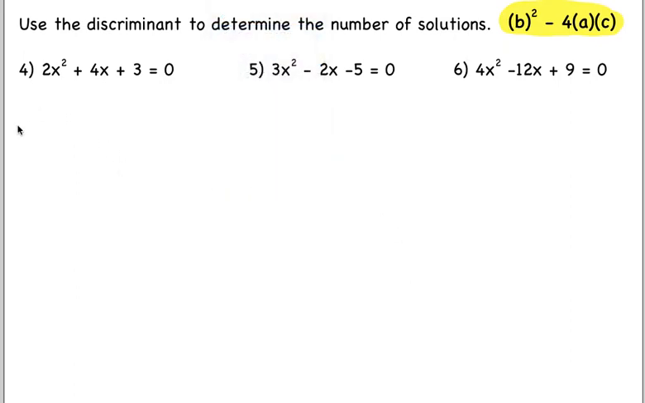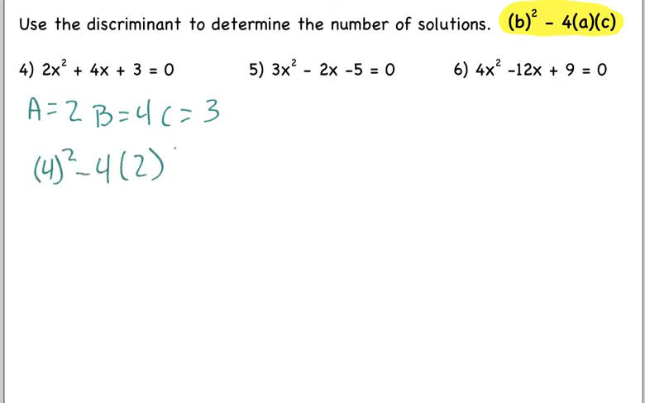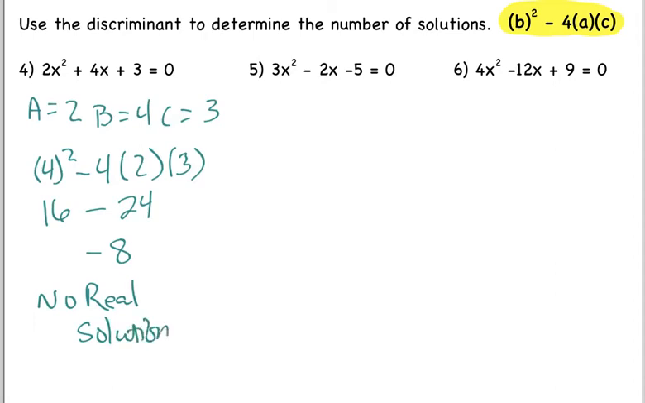So here we have A of 2, B of 4, C of 3. We're just going to plug into that formula. Got your B squared minus 4 times A times C. And so this would give you 16, and this would be minus 24. This is going to give you negative 8. So you would say there is no real solutions because the discriminant is negative 8.